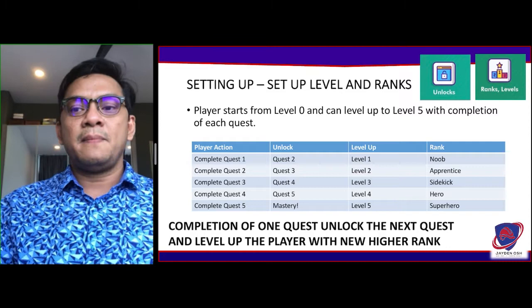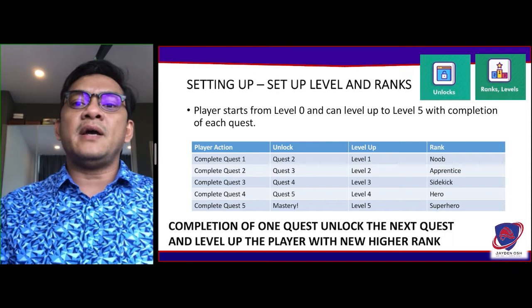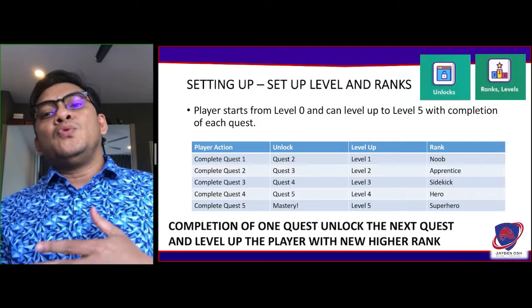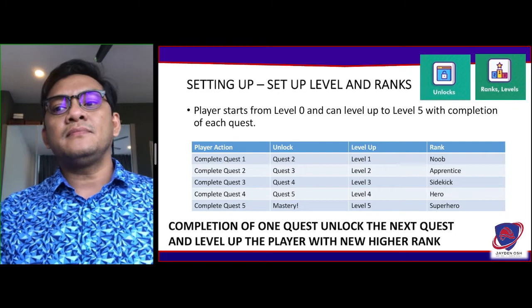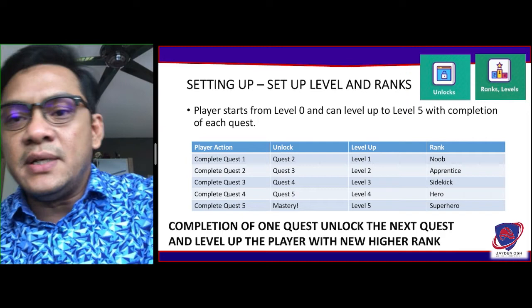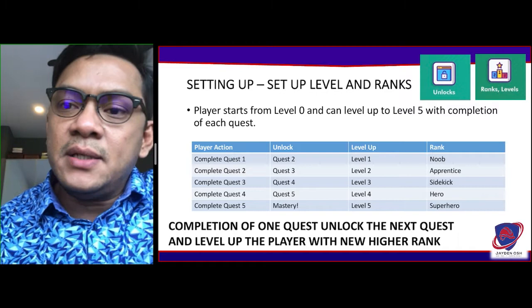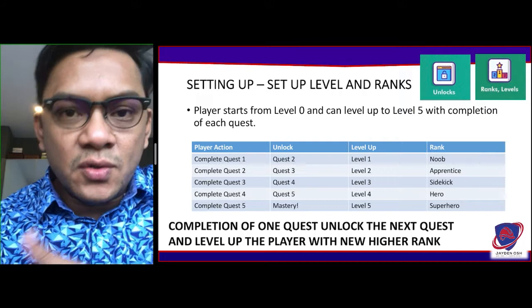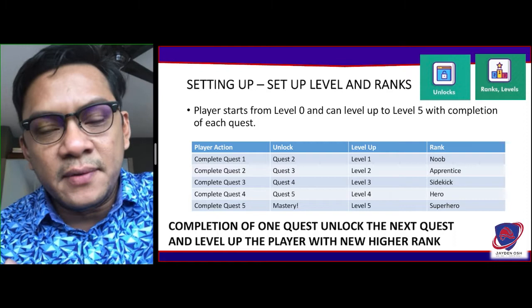Each player starts from level 0. You must tell them that. Everyone starts at the same level. And they can level up, the highest is level 5, with completion of each quest. So this is an example in the table, on the screen you can see what is expected from the players. They need to complete quest 1. When they complete, they will unlock quest 2. And with that, they will level up from level 0 to level 1. And with that also, they get the rank of noob.